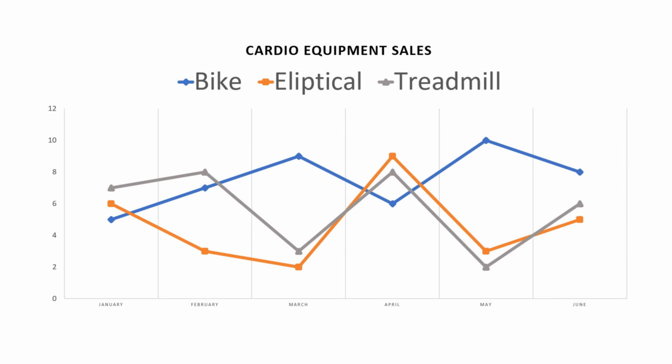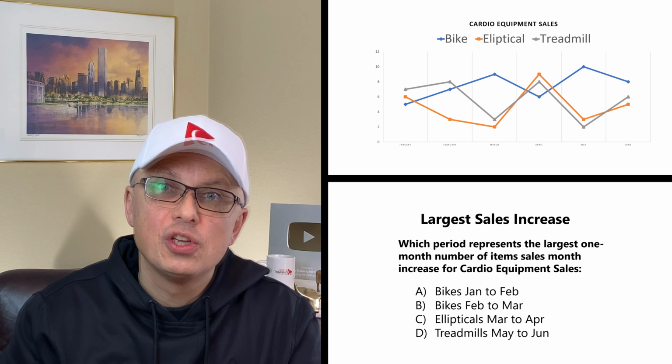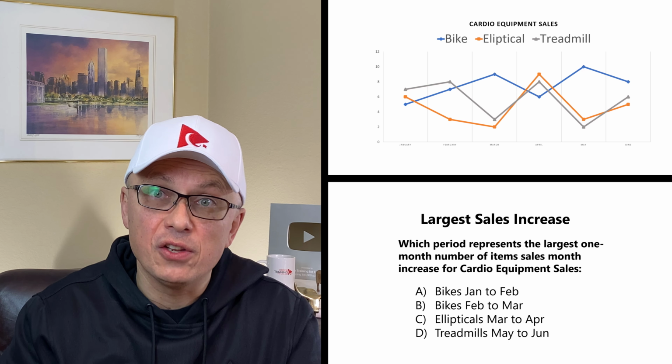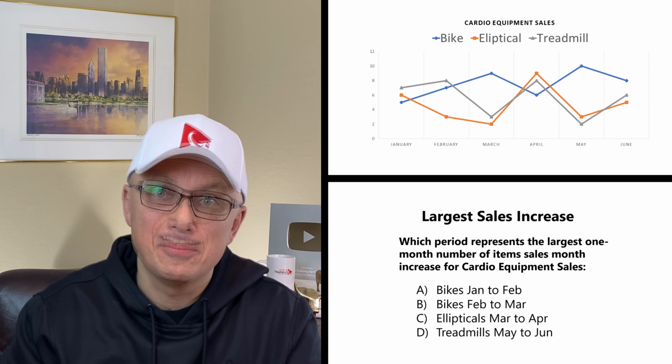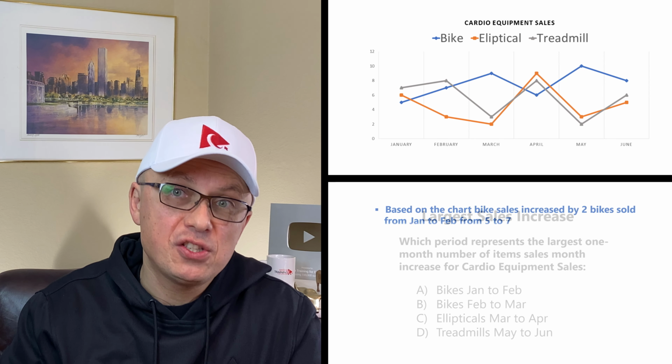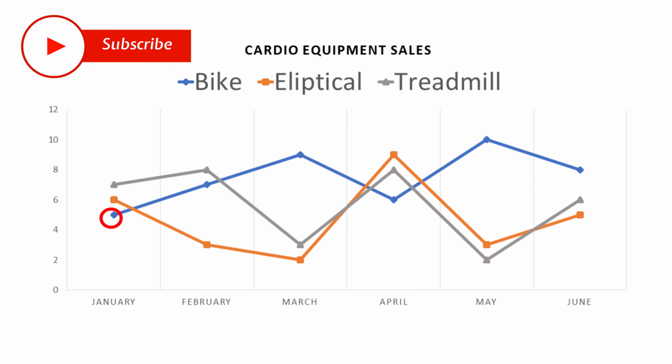To answer this question, we need to look at the graph closely. For each data point on the graph, we need to determine the actual value. And once we have all the numbers, we need to answer the question by looking at the differences for equipment sales from month to month. Specifically, in this case, you need to evaluate 4 different choices that are represented by answers A through D. Let's do it together. Based on the chart, bike sales increased by 2 from January to February, and the increase was from 5 to 7 items sold.